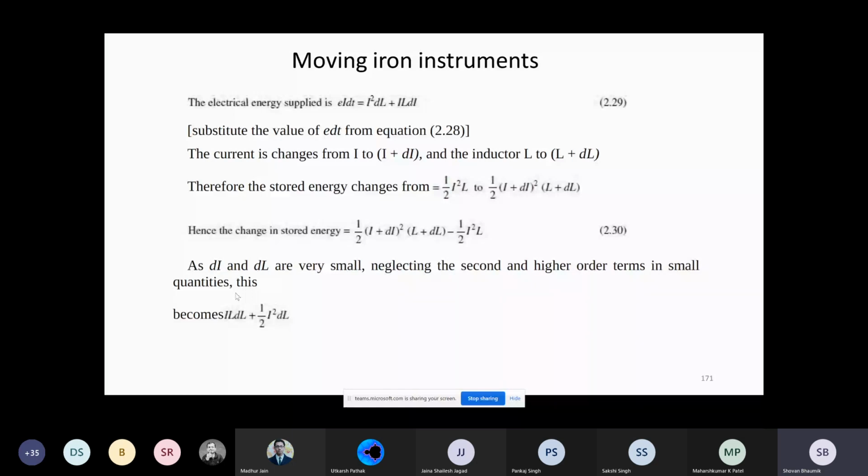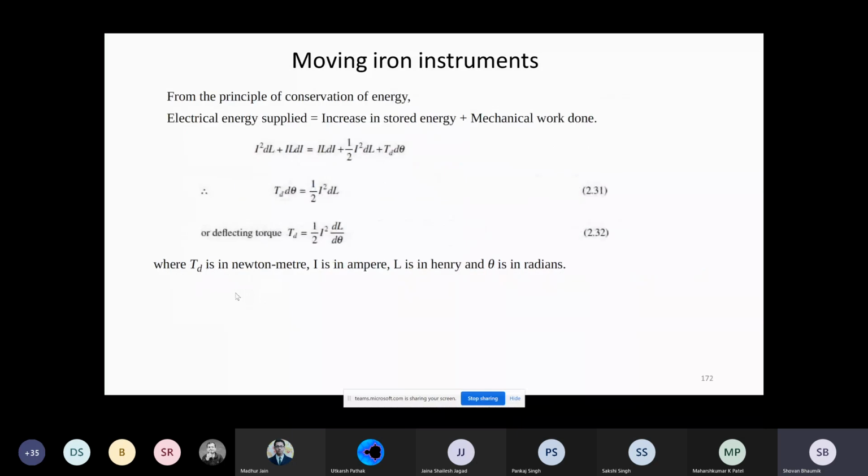What we get is half i squared L plus half i squared dL plus i L di. The product of dL and di is also neglected because both are very small, and half i squared L cancels out. So the remaining terms are i L di plus half i squared dL.